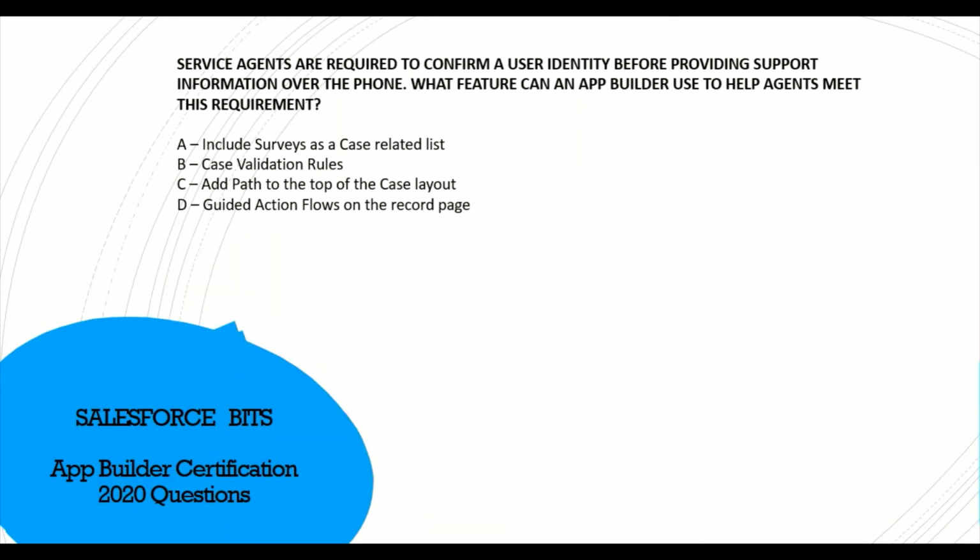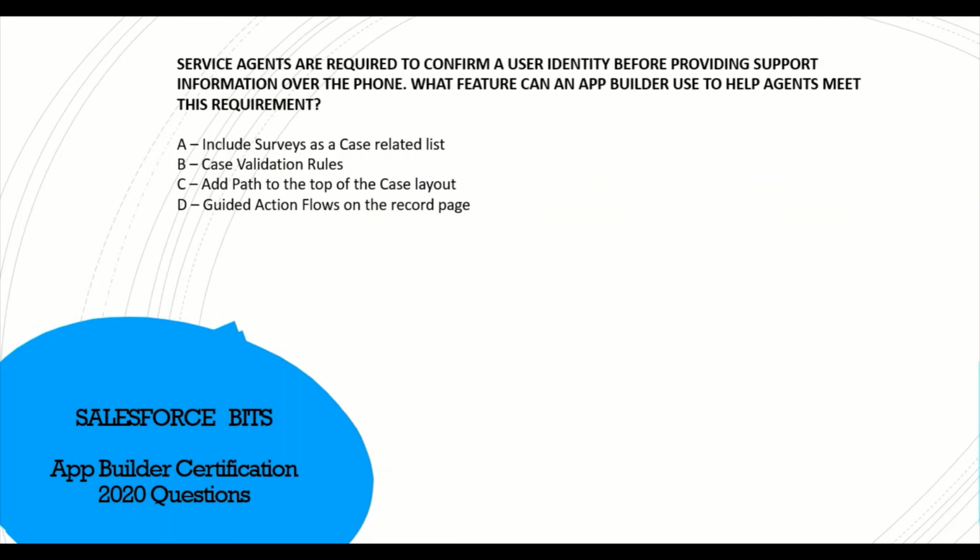Next: service agents are required to confirm a user identity before providing the support information over the phone. What feature can an app builder use to help agents meet this requirement? Okay, in this one, A: include a survey as case related list. I don't think the survey is useful here, because it's just kind of inputs or opinions. You enter it and that's fine. It can be anything, like there is no option to check whether it is correct or not.